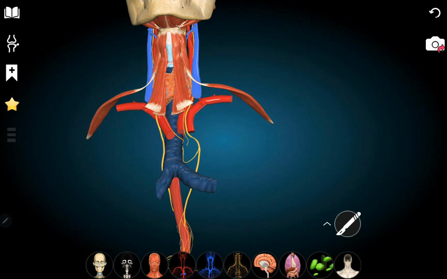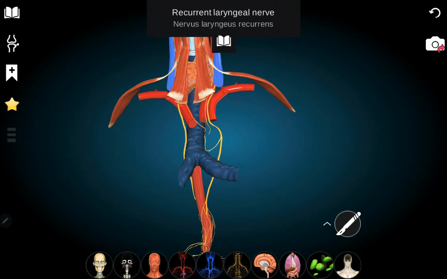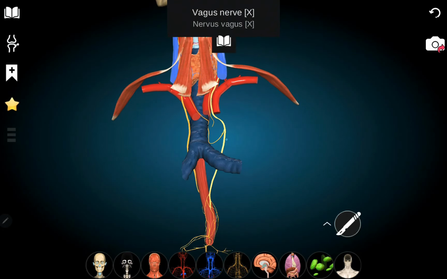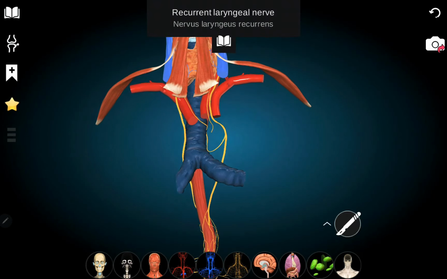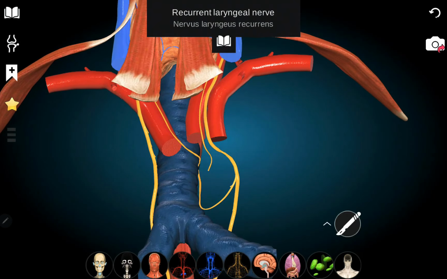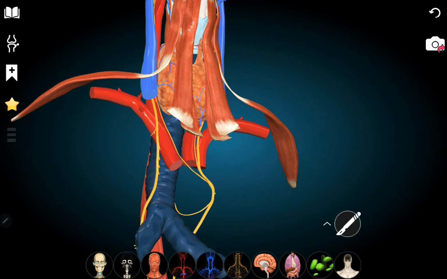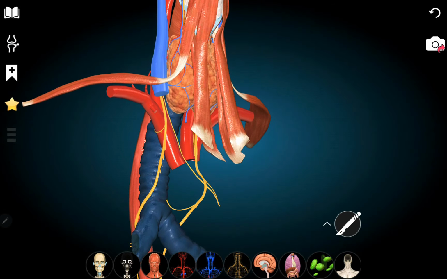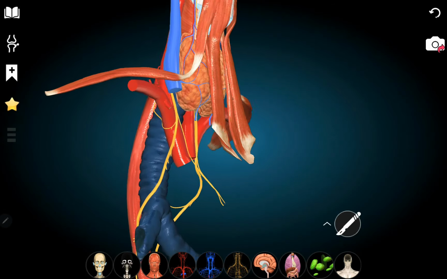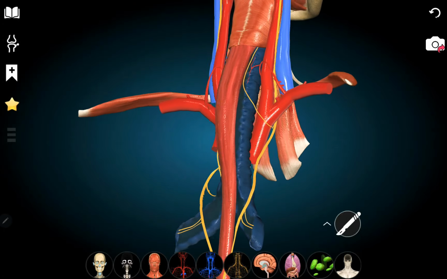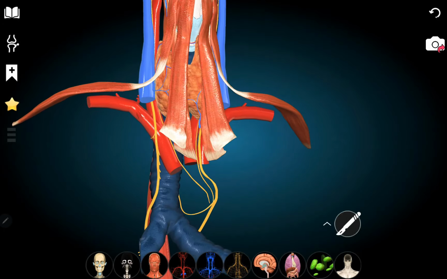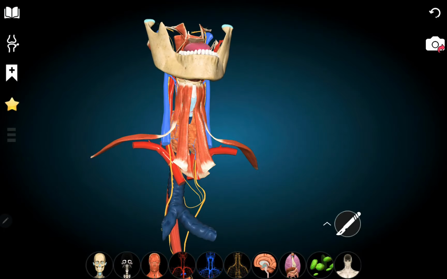As you can appreciate, it is going to make a loop. So this is the recurrent laryngeal nerve. As you can appreciate, the left recurrent laryngeal nerve goes into the thorax, while on the other hand, the right side one is a bit shorter. This is what we have talked about.